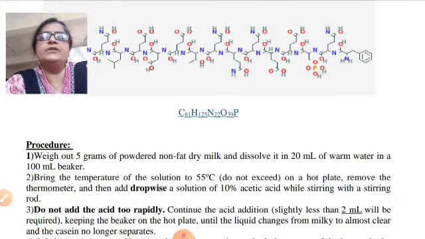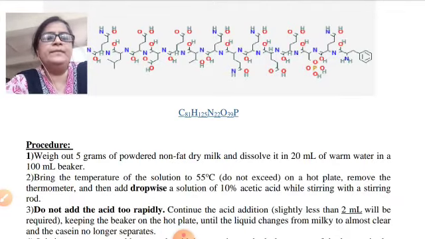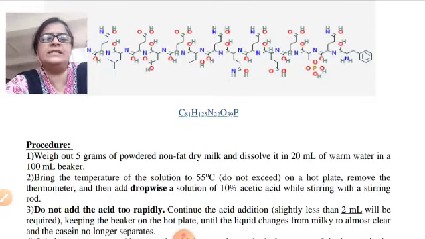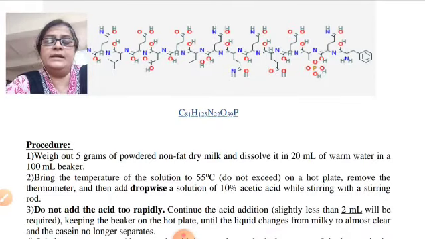We bring the temperature of the solution to 55 degrees Celsius. We should not exceed this temperature. Then remove the thermometer and add dropwise a solution of 10% acetic acid while stirring with a stirring rod. Do not add the acid too rapidly. It should be done dropwise.